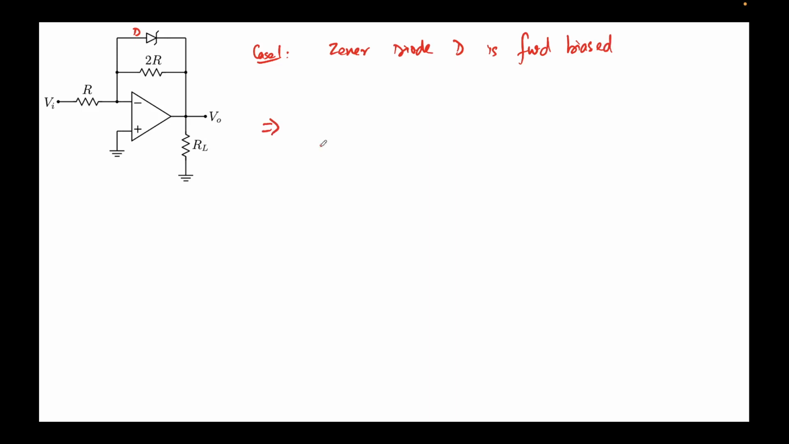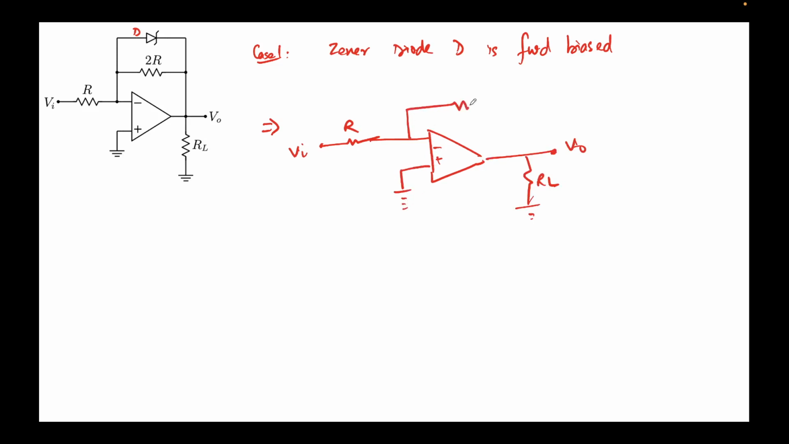Okay, so V input will remain the same. This is Vi, this is your op amp, minus, plus, V out, this is your load resistor RL, the non-inverting terminal is grounded, and there is a feedback resistor 2R. And now, since the diode is forward biased, I can replace it simply with a voltage source of 0.7 volts.